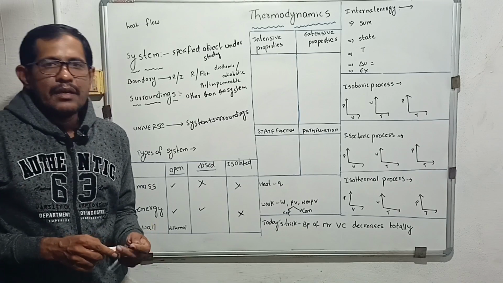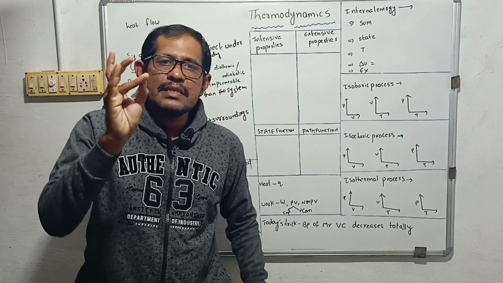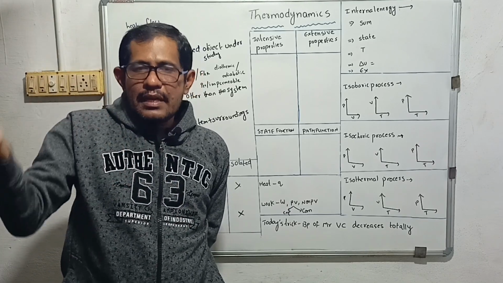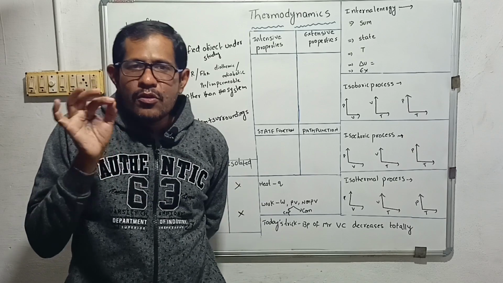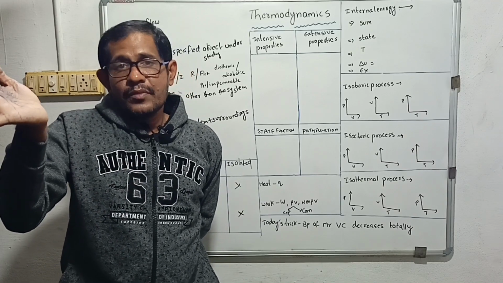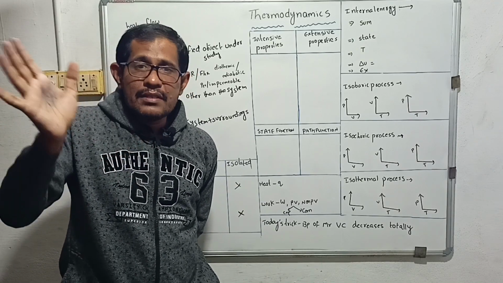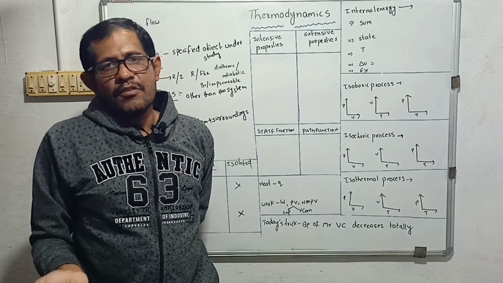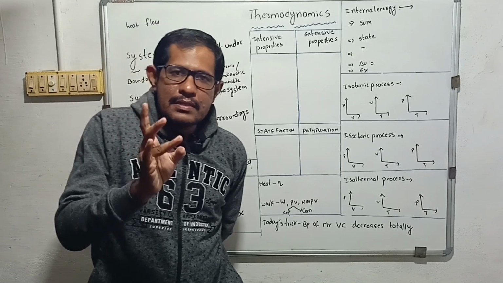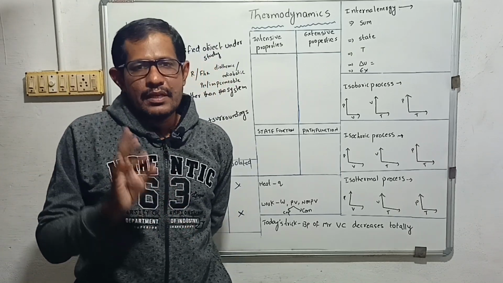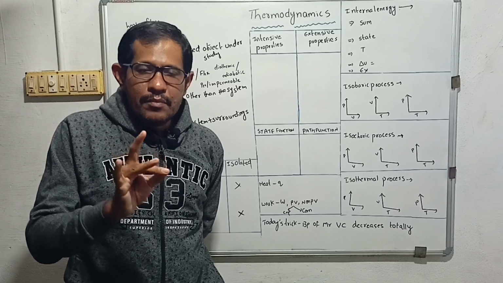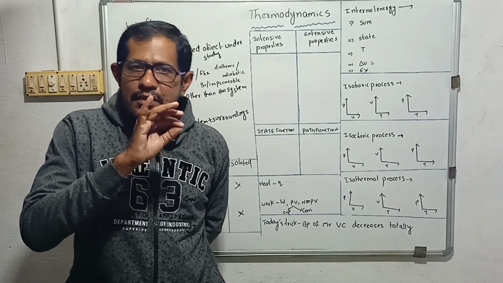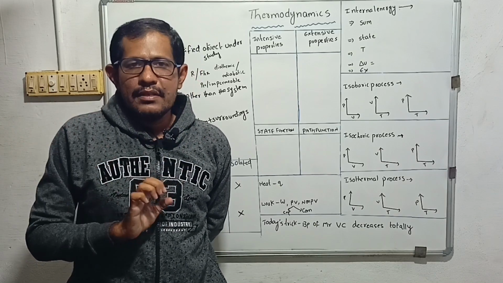So we can give the statement: in an open system, there is exchange of mass and energy both. In a closed system, there is exchange of energy, no exchange of mass. In an isolated system, no exchange of energy, no exchange of mass. I repeat, in an open system, there is exchange of mass and energy. In a closed system, there is no exchange of mass but exchange of energy. In an isolated system, there is no exchange of mass, no exchange of energy.